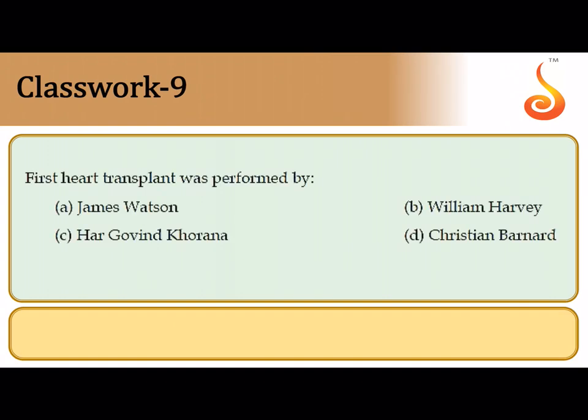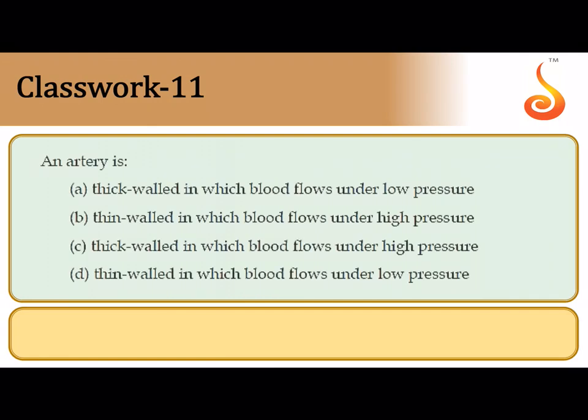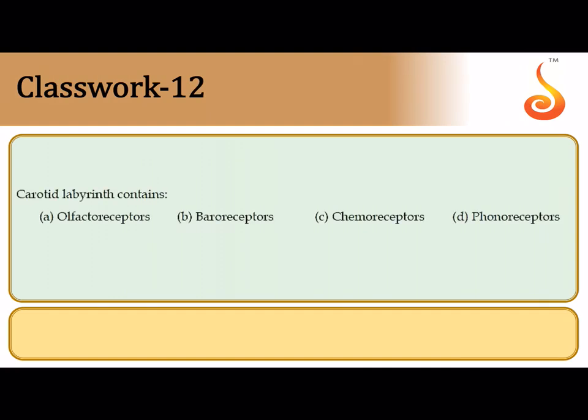The first heart transplant was performed by Christian Barnard. In mammals, veins differ from arteries in possessing internal valves. Veins have valves inside. An artery is thick-walled and the blood flows in it under very high pressure. That's the reason why arteries have a very thick wall.